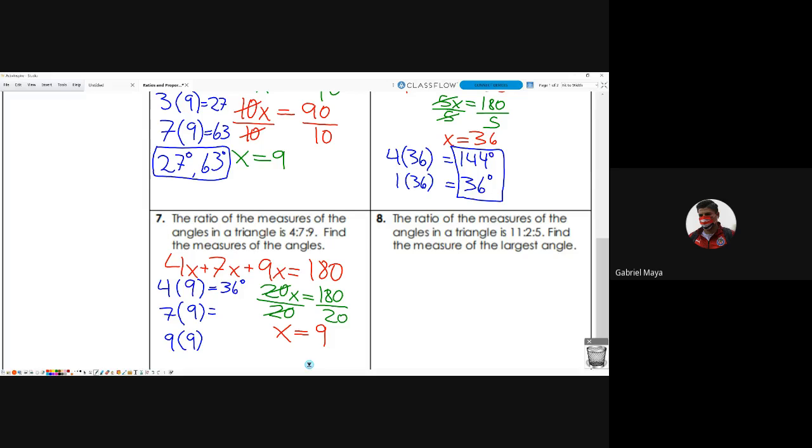So what's 7 times 9? 63. And 9 times 9? 81. 81 degrees. So these are the measures. I'm going to box it in orange because it's the opposite of blue. So these are the measurements of our angles.